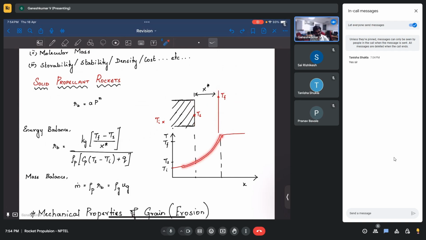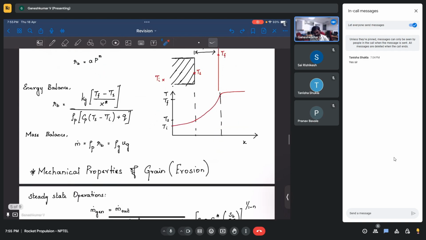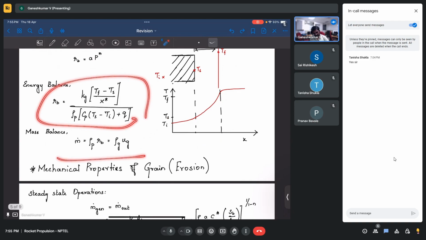Because it reaches a very high temperature, there will be heat conduction coming back, and that heat is actually used to melt a few more solid propellant. This is a kind of cycle, a self-sustaining cycle. This is how solid propellant actually burns in the rocket motor. For that we did energy balance and mass balance.